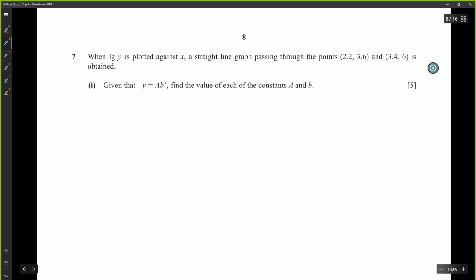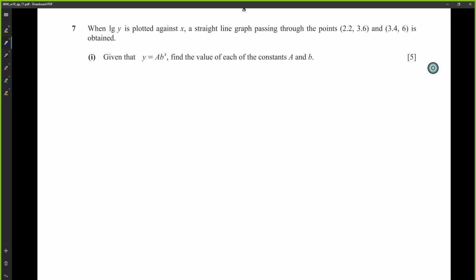So we're going to go to question 7. When log y is plotted against x, the straight line graph will pass through these 2 points. Given that y equals to ab to the power x, find the values of each of the constants a and b.